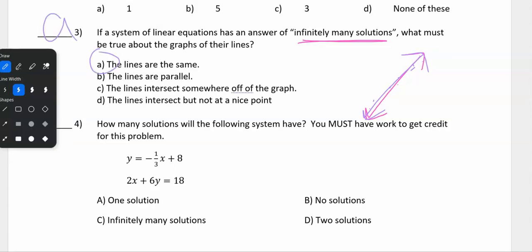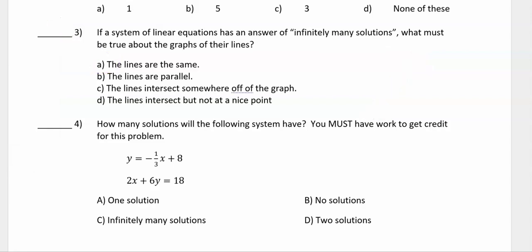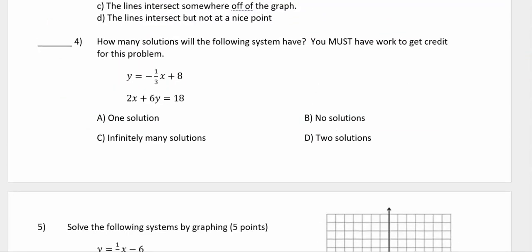A is the answer to number 3. Number 4, how many solutions will the following system have? You must have work to get credit for this problem. So you have to show work. Do not just guess and get lucky.